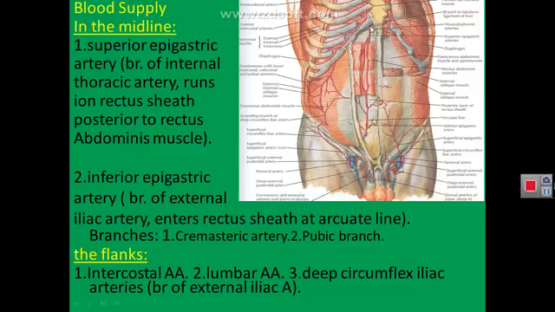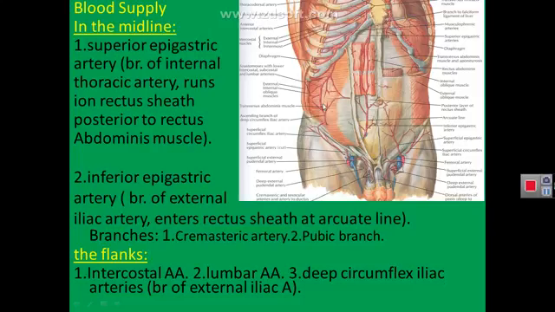in addition to the superior epigastric above, you have inferior epigastric artery also running in the rectus sheath. This inferior epigastric is a branch from the external iliac artery, and it enters the rectus sheath by crossing the lower border of the posterior wall of rectus sheath, which is called arcuate line. This inferior epigastric artery in this region gives branches to cremasteric muscle and to pubic arch.